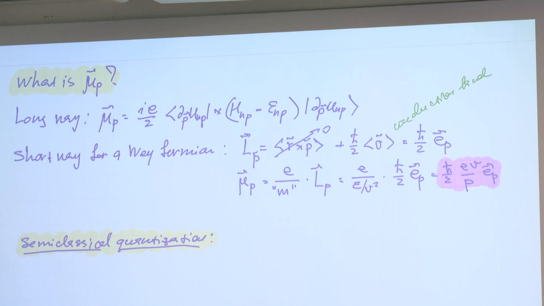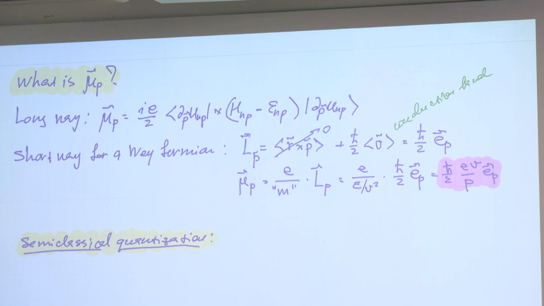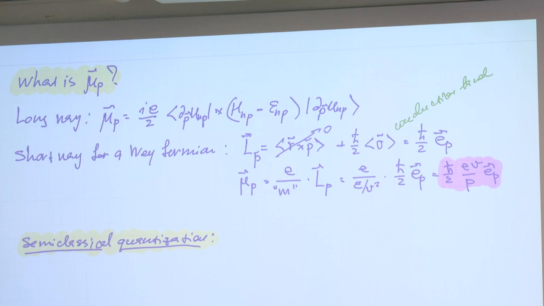Okay, except it's not clear what to use for M in this case, because there is no M. We're dealing with a Weyl system, a massless system. So basically, in such circumstances, you use energy divided by v squared for mass, and you always get the right result. Okay, so you slap here this modified relativistic gyromagnetic ratio, and boom, you get the right result for the magnetic moment.